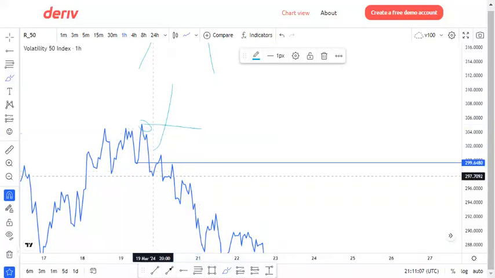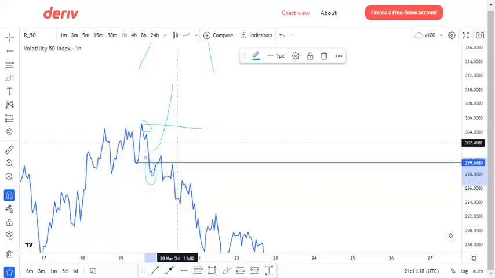But what signifies that the market is not in the same move is after breaking this low here. And we see that after breaking this low, the market came inside and broke this low here again.